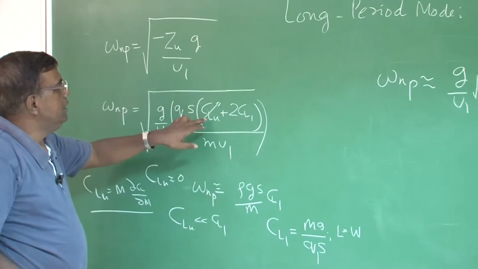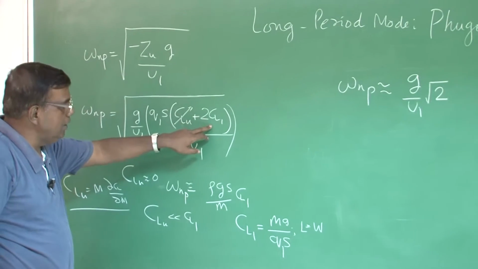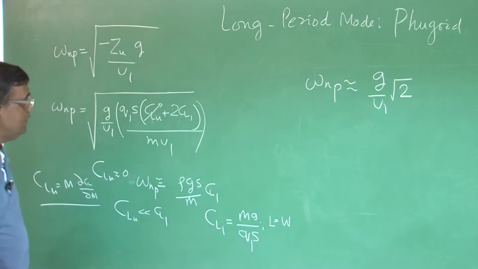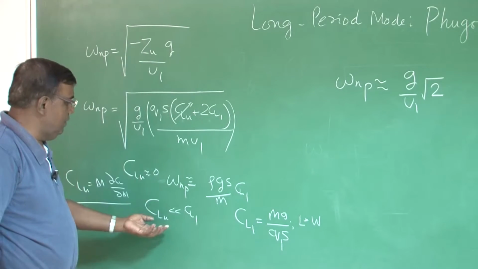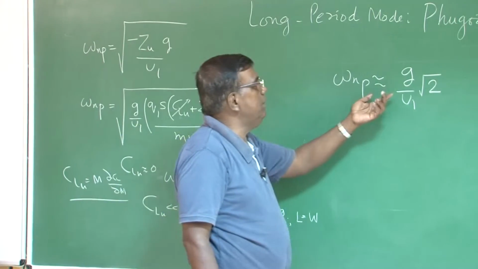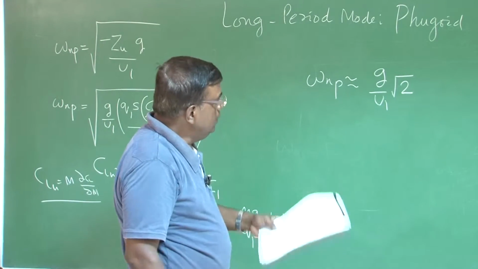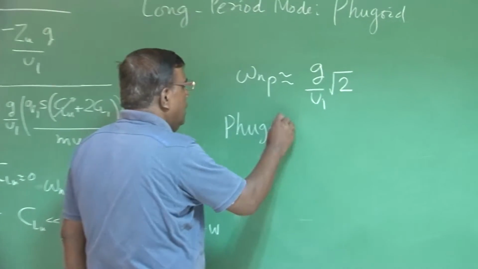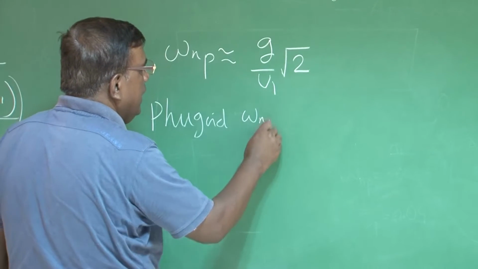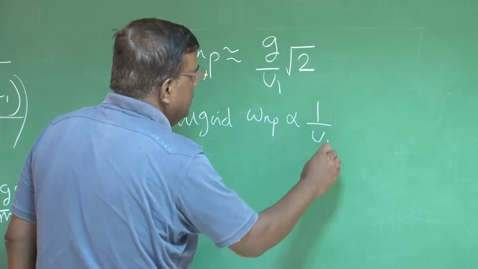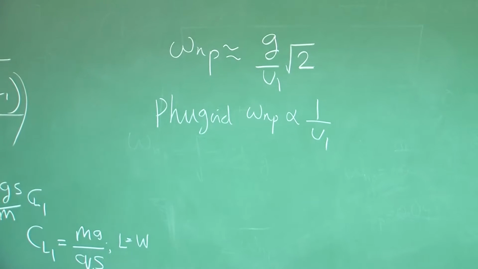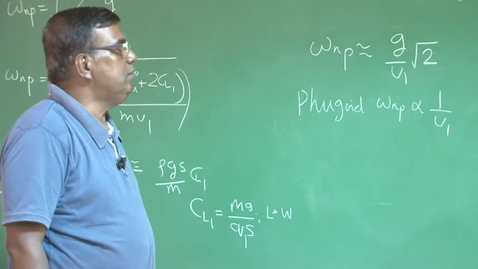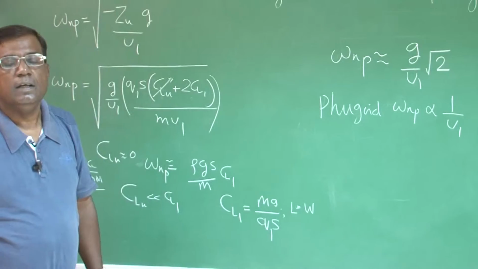Only understanding is CLU is less compared to CL1, and CL1 is nothing but mg by half rho v square s, which is Q1s at steady state. If you substitute this, you can easily show that omega np will be approximately g by u1 root 2. So, what is the message for phugoid frequency or natural frequency? omega np goes inversely with u1. So, as the speed is increased, this frequency goes on decreasing. Or reverse way, if the speed is low, this phugoid frequency is large.